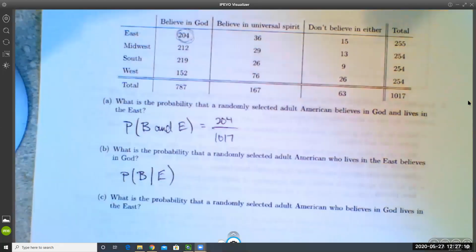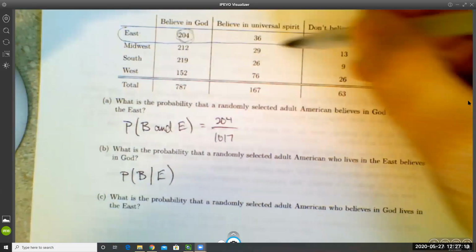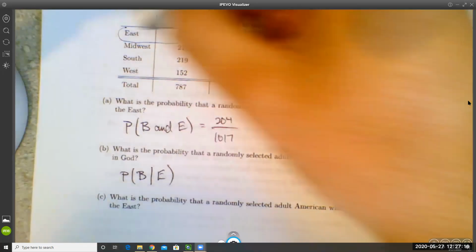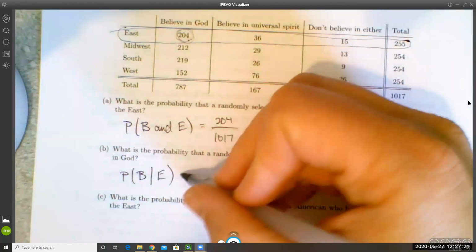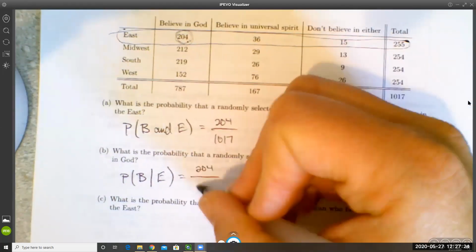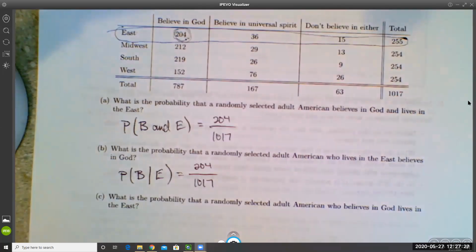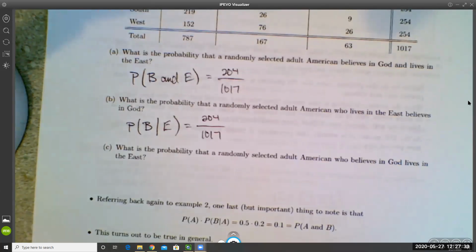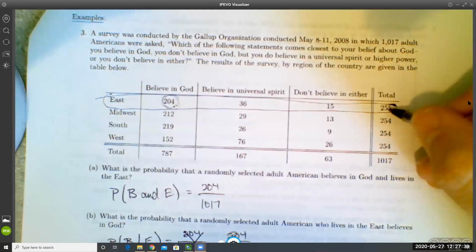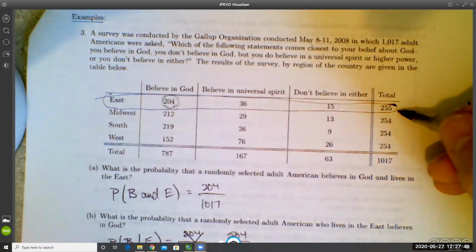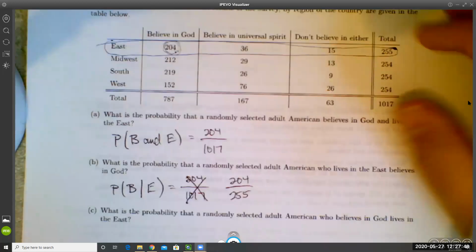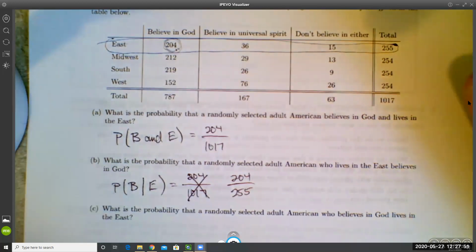Well, then we're going to restrict our attention to people who live in the East. So we're restricting our attention to this top row. And now we're looking for the people who believe in God. There are 204 of those, so 204 out of 1,017. Oh, I'm sorry, I led you astray. 204, not out of 1017, out of 255. Because we're restricting our attention just to the top row. My apologies, it should be 204 out of 255.